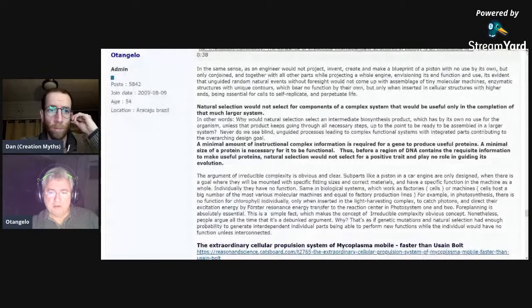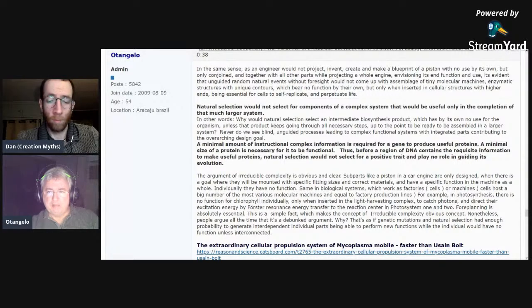Now, some remarks in regards of irreducible complexity, and then I will hand over to you. Natural selection would not select for components of a complex system that would be useful only in the completion of that much larger system. In other words, why would natural selection select an intermediate biosynthesis product which has by its own no use for the organism, unless that product keeps going through all necessary steps up to the point to be ready to be assembled in a larger system?